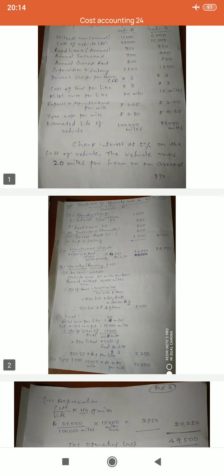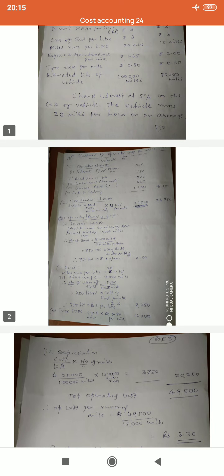Further, the information pertaining to the total mileage covered by these two distinct vehicles is given. Mileage annually run: A 15,000, B 6,000. The 15,000 and 6,000 are nothing but miles, because in the first instance itself it is given as mileage run. Then cost of vehicle: rupees 25,000 for A, 15,000 for B. Then road license, annual insurance, annual garage rent, supervision and salary, and driver's wages per hour are given.